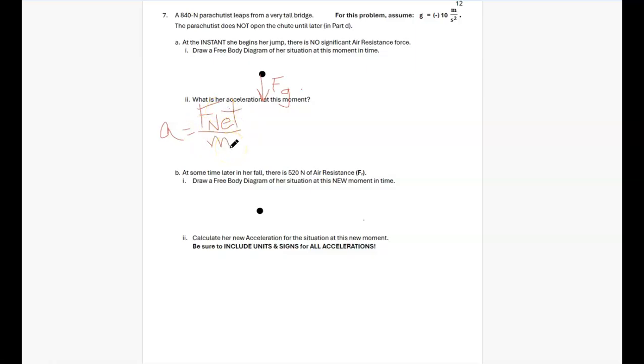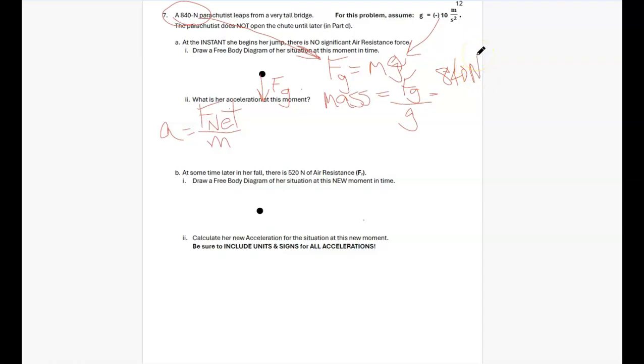Well, you were never given her mass, so we have to determine her mass. Well, we know that her weight is equal to m times g, and we know g is this value, and we know her weight is this value. So her mass is going to be her weight divided by g, the acceleration due to gravity. Well, what is that? Well, it's 840 newtons.